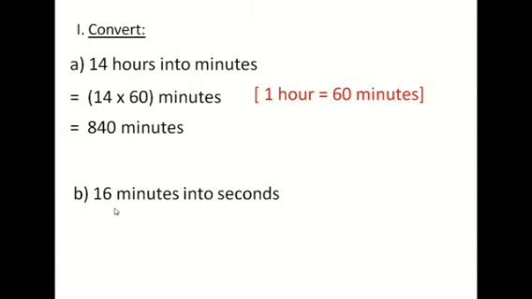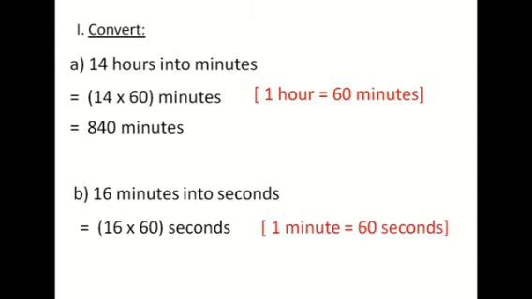Go for the next sum. You have to convert 16 minutes into seconds. So you know 1 minute equals 60 seconds. So from minute to second we have to multiply by 60. So we can write here 16 into 60 seconds because 1 minute equals 60 seconds. Now multiply 16 into 6 gives you 96, along with 1 zero. So 960 seconds.